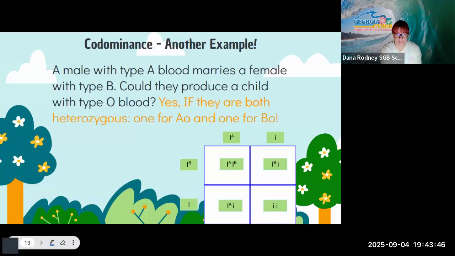And here's an example of how. So if dad is type A and mom is type B, but dad is AO and mom is BO, then they do have a 25% chance every time they have a child of having a child that has type O blood.